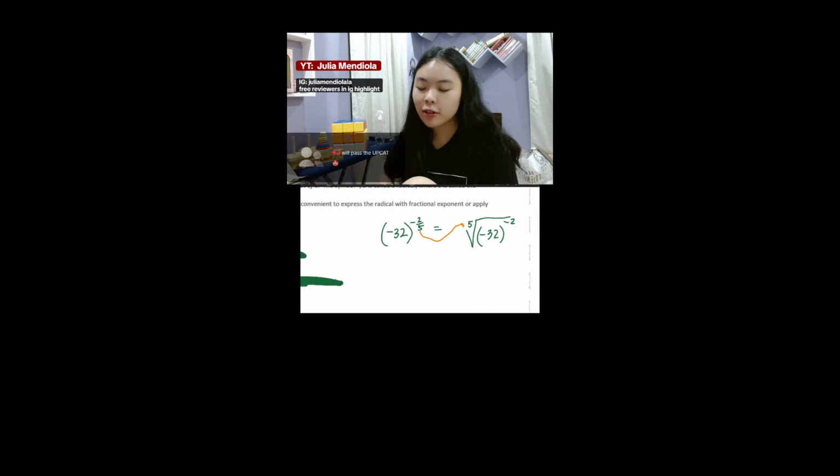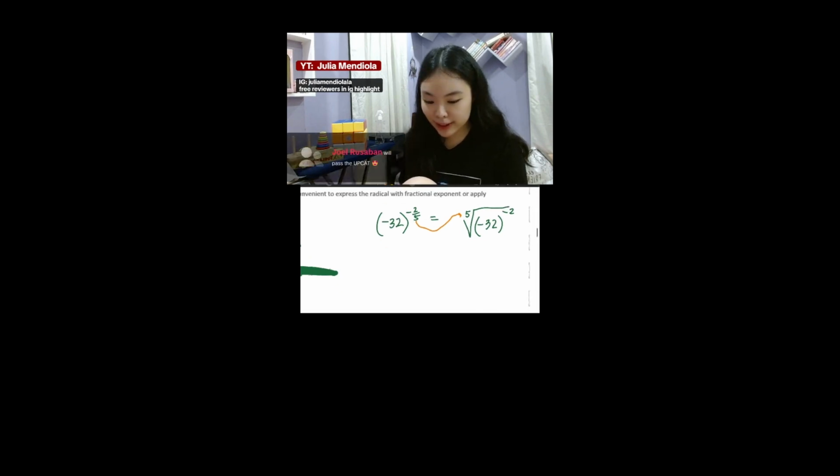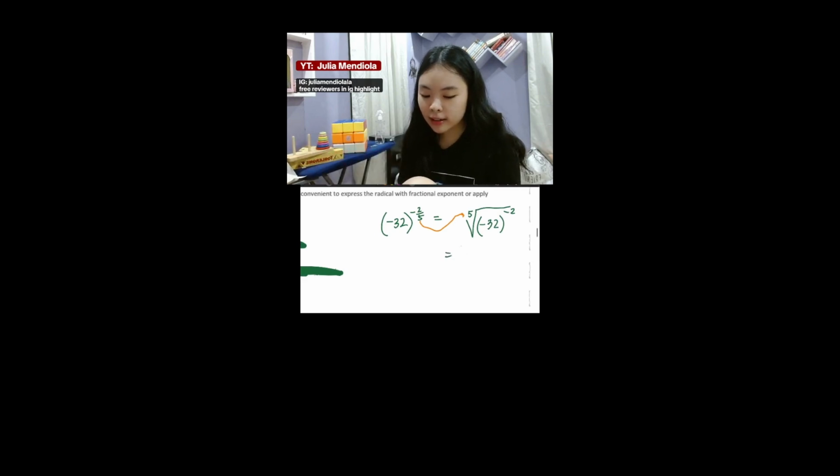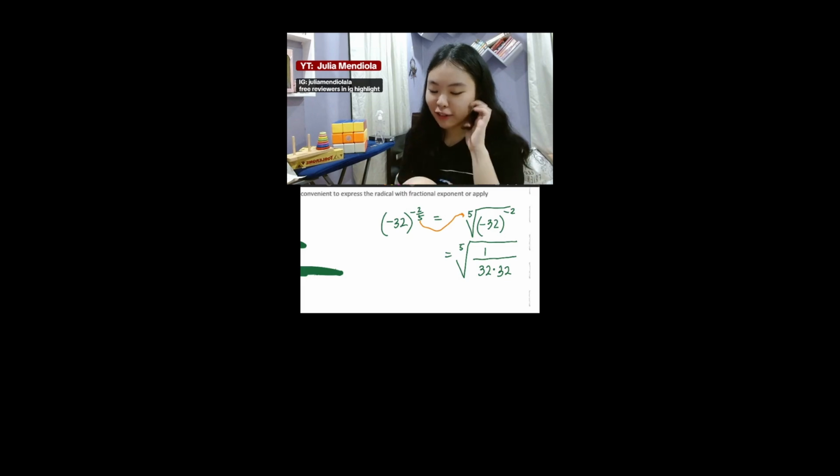Okay? So, dahil raised to negative 2 siya, dito na natin siya i-reciprocal. Yes, reciprocal is the word. Is equal, copy again, yung 5 will be 1 over 32 squared, right? 32 squared kasi negative siya both. So, gawin na lang natin 32 times 32. Gets ba natin yan so far? Kasi, dahil 2 siya, minultiply lang natin. 32 times 32 is 32 squared.